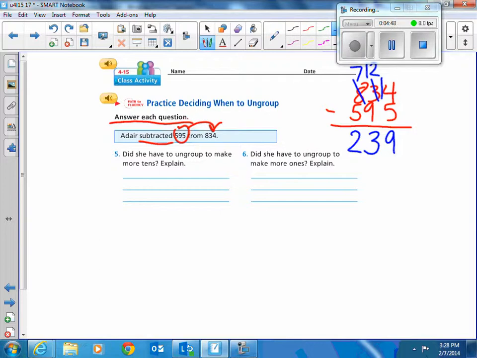Now let's go ahead and answer the questions. Number 5 said, did she have to ungroup to make more tens? And then it says, of course, explain. We're always explaining, right? Well, let's look at my tens.